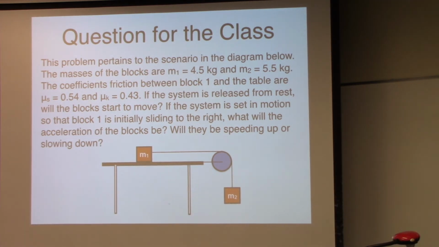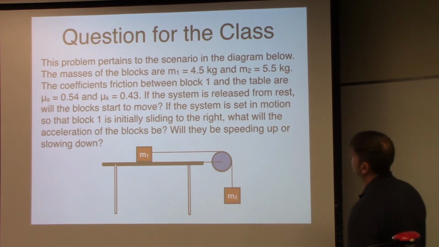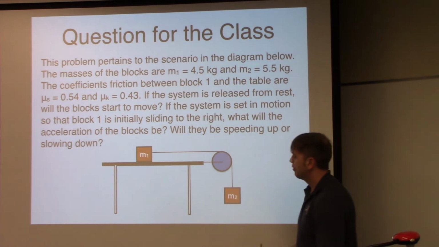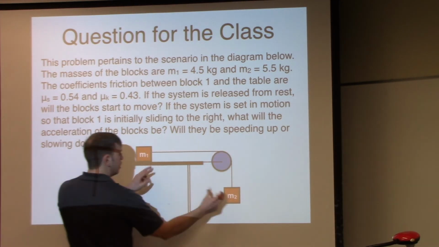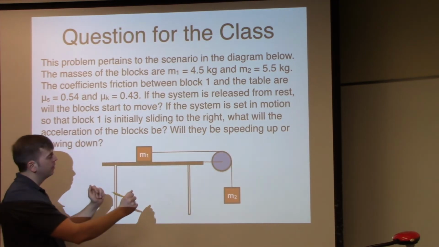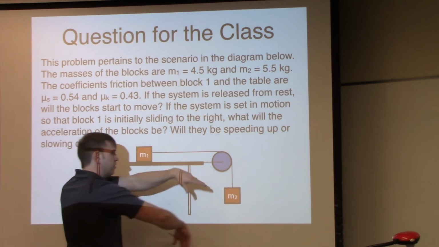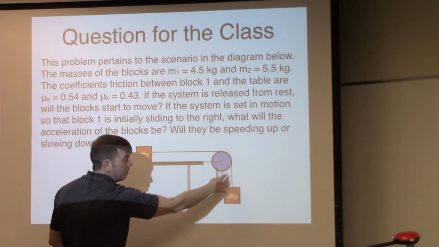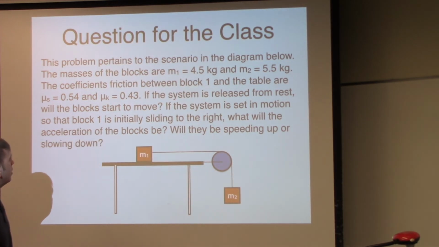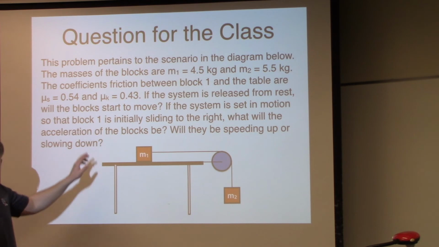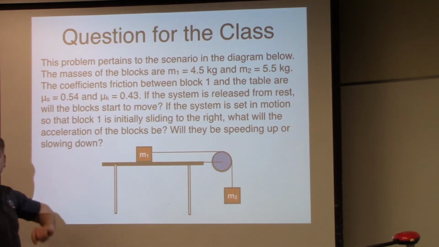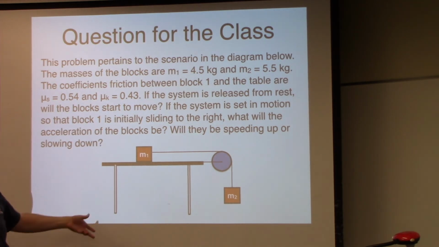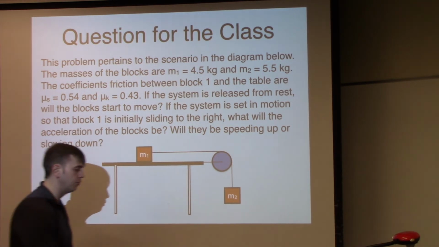The second question is, if the system is set in motion so that block 1 is initially sliding to the right, so imagine this. Instead of just holding everything in place and letting it go, I'm going to give everything a push, like this, so that block 1 is sliding to the right, and that means block 2 is moving downwards at the same time. Okay, so if that's the case, what will the acceleration of the blocks be? That's the question. And then will they be speeding up or will they be slowing down? Okay, so we have to answer all of this.